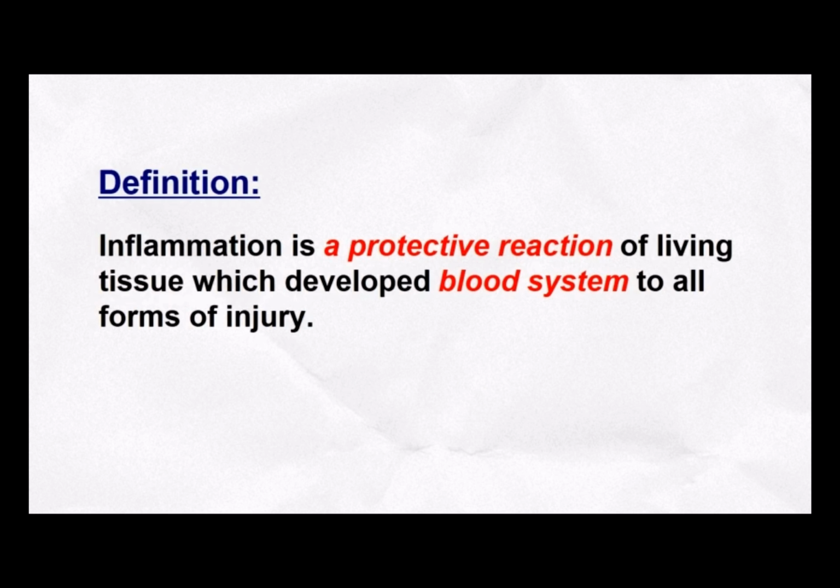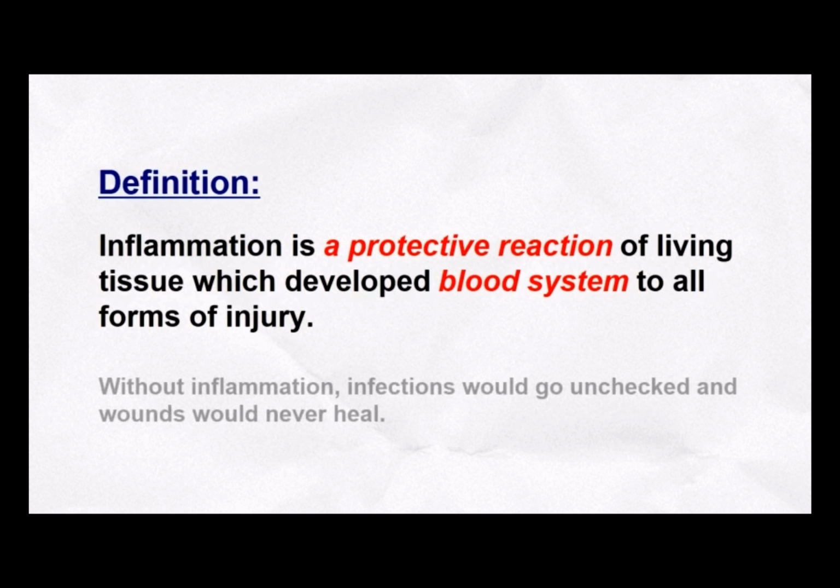So, what is inflammation? This is the definition of inflammation. Inflammation is a protective reaction of the living tissue which developed blood system to all forms of injury. Inflammation accomplishes its protective mission by diluting, destroying, or otherwise neutralizing harmful agents, and the wounds will eventually heal and repair in the site of injury. Without inflammation, infections would go unchecked, and wounds would never heal.